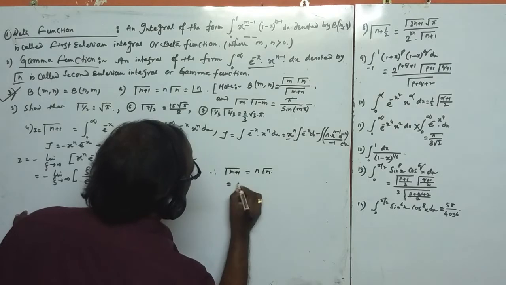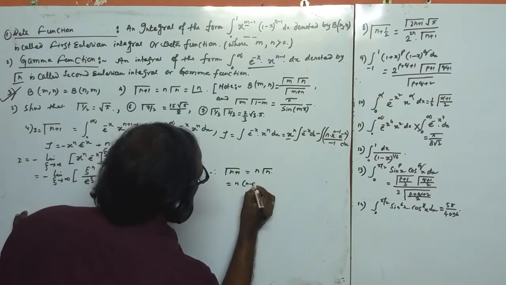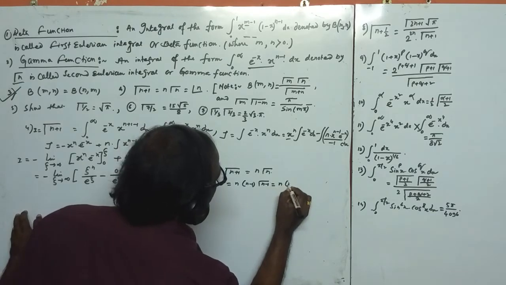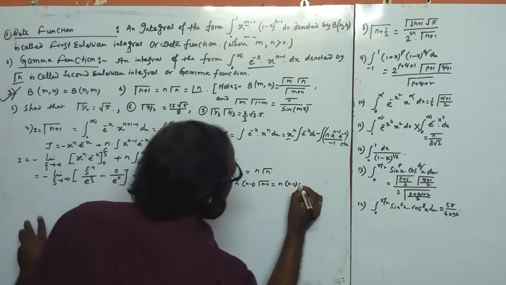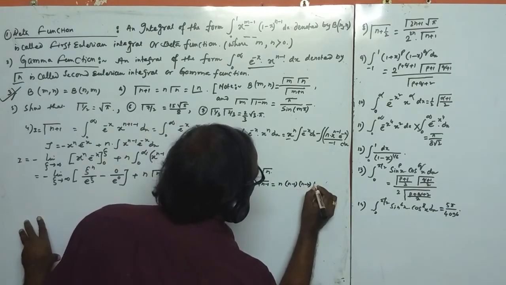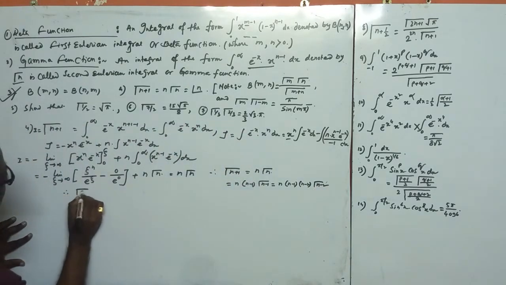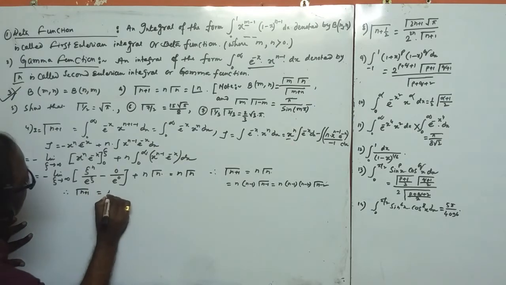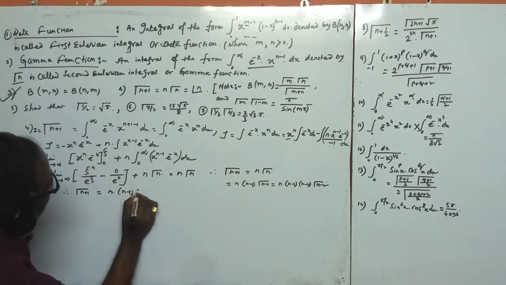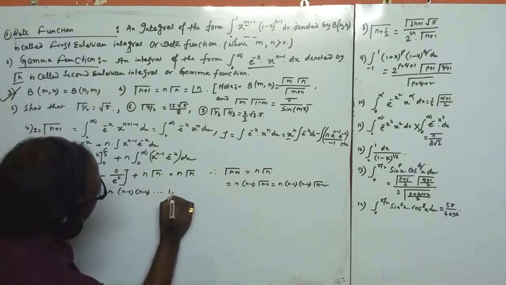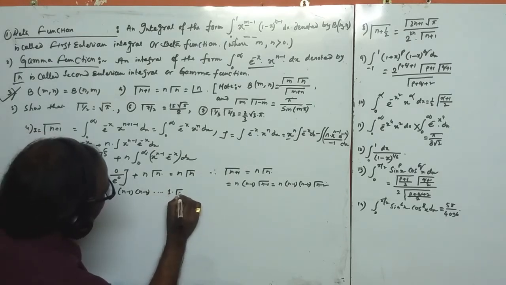Clearly we can write again n into (n minus 1) gamma(n minus 1). Again n into (n minus 1) into (n minus 2) gamma(n minus 2). So clearly we can write here gamma(n plus 1) is n, n minus 1, n minus 2, and so on. If we get the ending term to be 1, this is gamma 1 here.